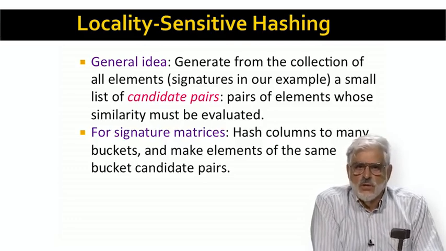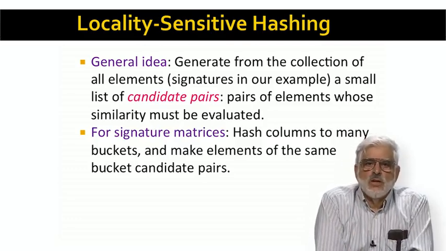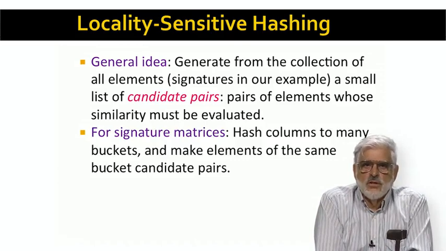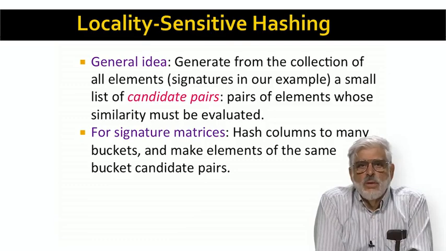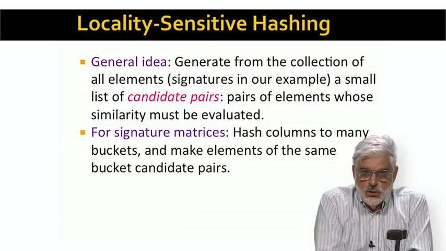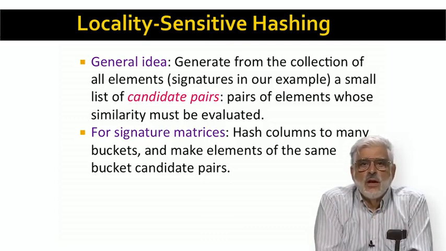For the case of signature matrices, we perform LSH by creating some large number of hash functions. These are ordinary hash functions, not min-hash functions. For each selected hash function, we hash columns to buckets. For each bucket, we make all pairs within that bucket a candidate pair. A pair becomes a candidate pair if any one or more of the hash functions puts both signatures in the same bucket.